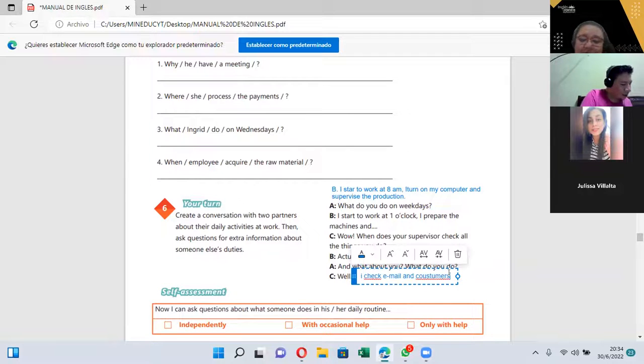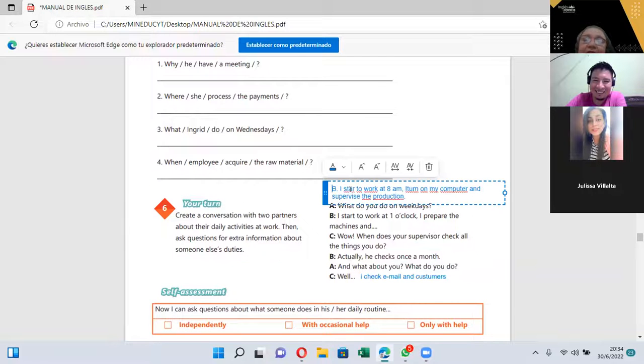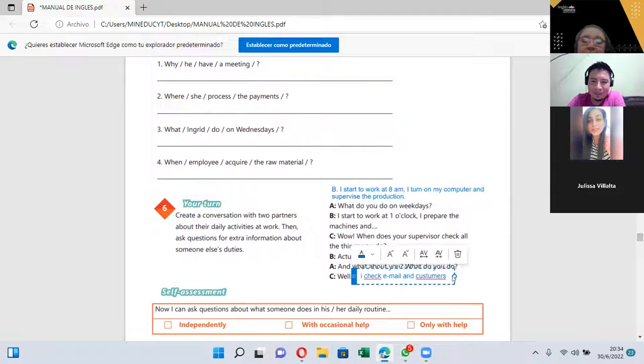Miss, yes, sorry, I am answering the message of your partners. Yes, okay, I start. I start, it is missing a T. I start to work at 8 a.m. Start. I va separado de turn. I turn on my computer and supervise the production. I check email. Y usted, ¿qué hace con los customers?